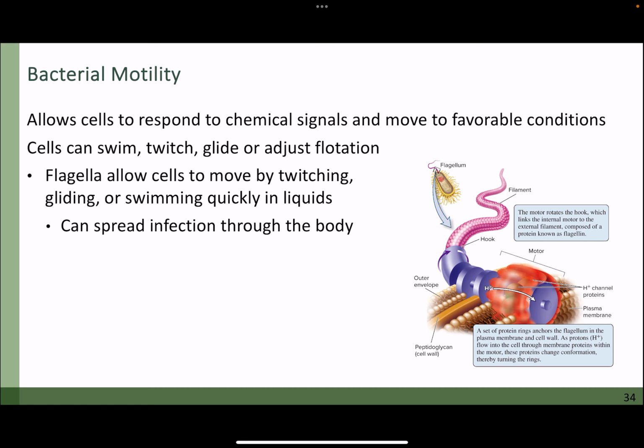So I mentioned earlier there's this sort of protein motor attached to this long filament that basically moves back and forth and twitches, and it's going to help propel it through the environment. This is important because this is one of the ways that bacteria can move through your body and spread infection. Your textbook does have a great description of how the motor protein works. We're not going to go into that, but if you're interested, it is there in your textbook.